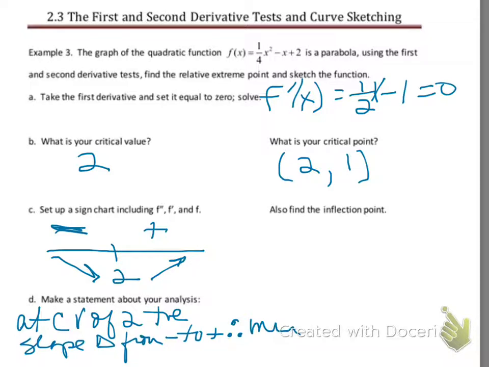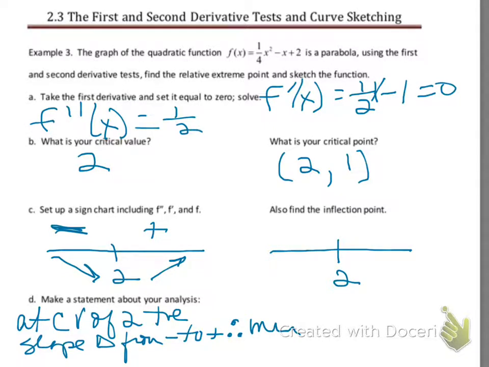Okay, let's do a sign chart for a second derivative test. So same critical value of 2. What will I do? I can check right at the critical value of 2. So I'm going to need to take a second derivative. So the second derivative of f(x) ends up being just plain old 1/2.